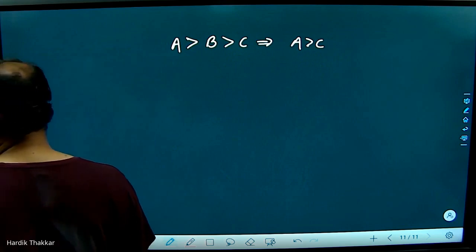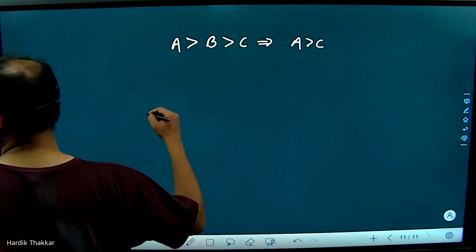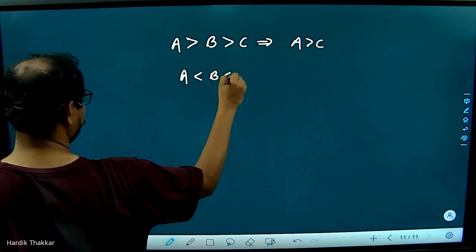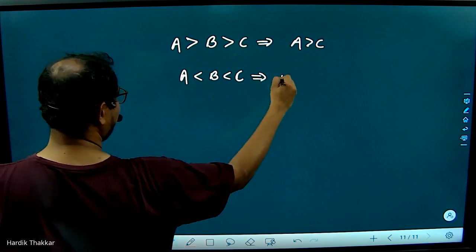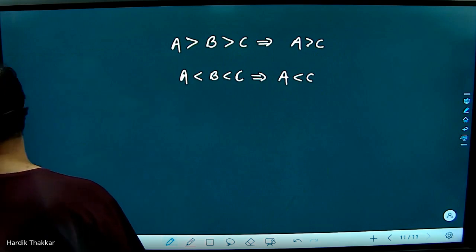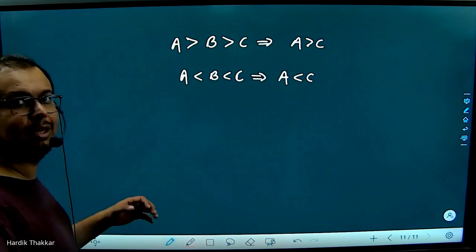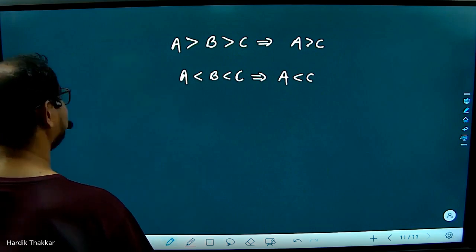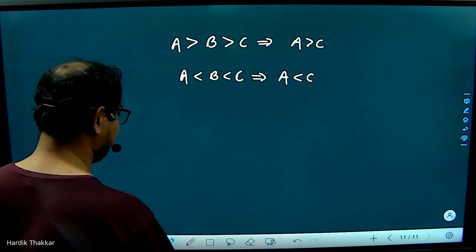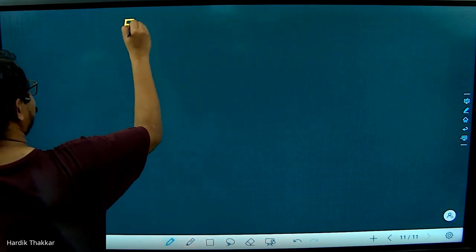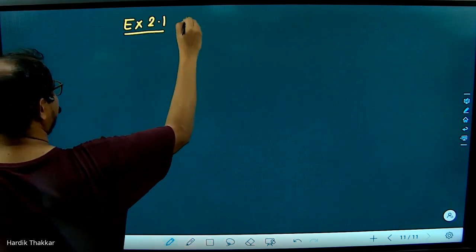The same type of conclusion can be drawn from this type of situation. Whereas the second row, or the second conclusion, for a different statement: if a is less than b and b is less than c, then we can draw a is less than c. Different other situations are also given here, and in all the situations the conclusion is the same. So just keep this table in your mind, and further we can solve the exercise 2.1. Now start with exercise 2.1, question number 1.